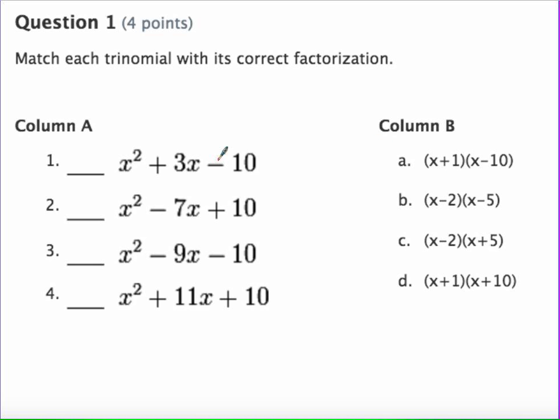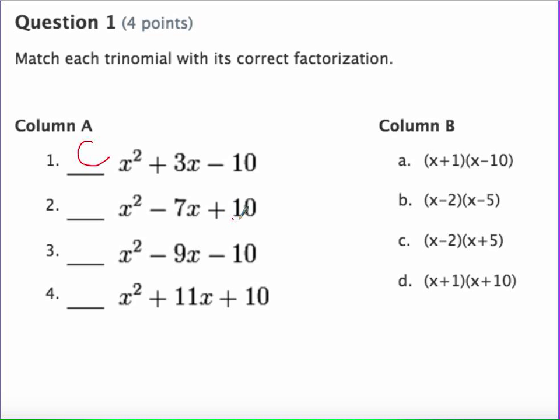So the first one, I've got two numbers that multiply to give me a negative 10, so they have opposite signs, but when I add them together, they're going to give me a positive 3. So I need a positive and a negative, and I see that I have that here with C. Negative 2 times a positive 5 will give me a negative 10, and negative 2 plus 5 will give me a positive 3, so that is C.